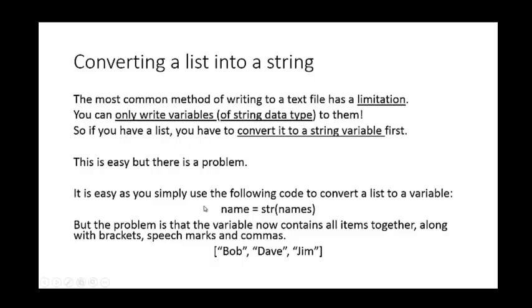If we had a list called names, I can convert that list into a string just by using this str function. That is going to convert the list called names into a variable. So name will now contain that list, but it's only in one container, in one box. So I can't go in and see what the first item is anymore, or the second item, because it's all bundled together. The problem is that the variable now contains all the items together, but also with these speech marks, brackets and commas. That whole thing is just in one variable, and it looks a little bit nasty. So when it's stored into a text file, that's what it will look like.